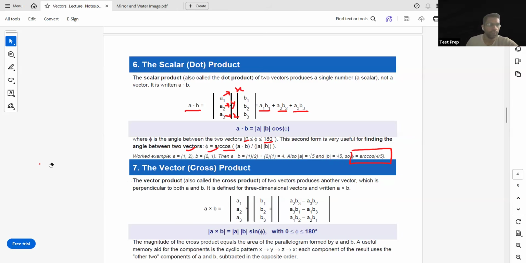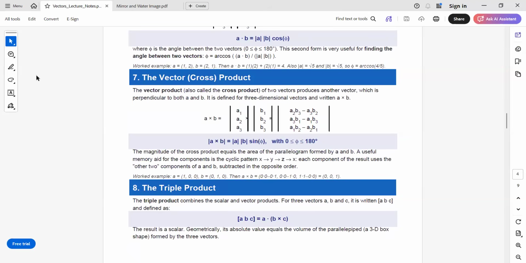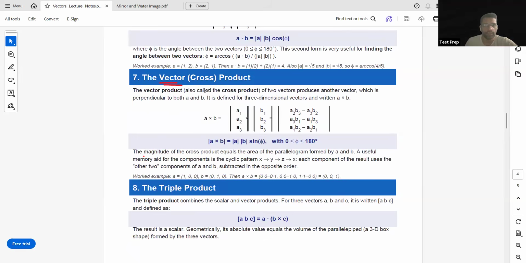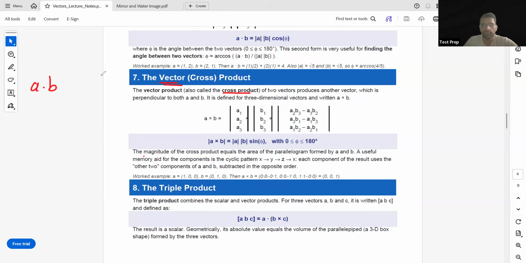Now come to the cross product. Sir, what is arc cross? Cross product. This is the name, cross product. No sir, both our dot... the arc cross written above it, it is inverse. R cross, okay.